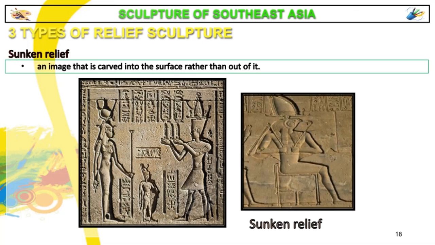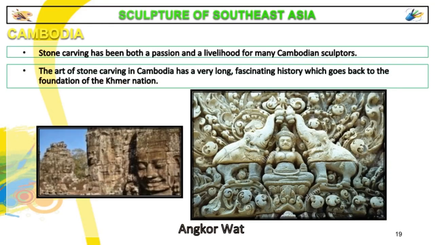Third one is the sunken relief sculptures. It is an image that is carved into the surface rather than out of it. In Cambodia, they have the famous Angkor Wat. This temple has a lot of sculptures.